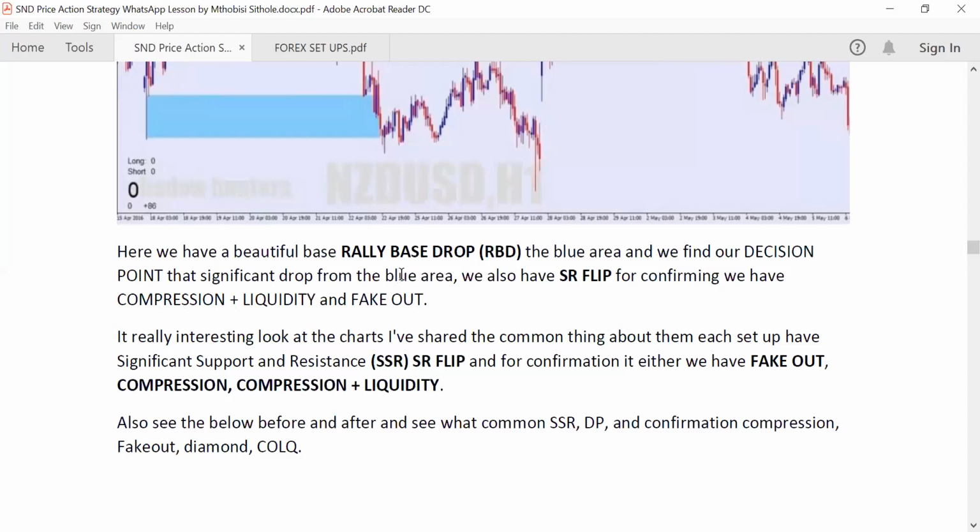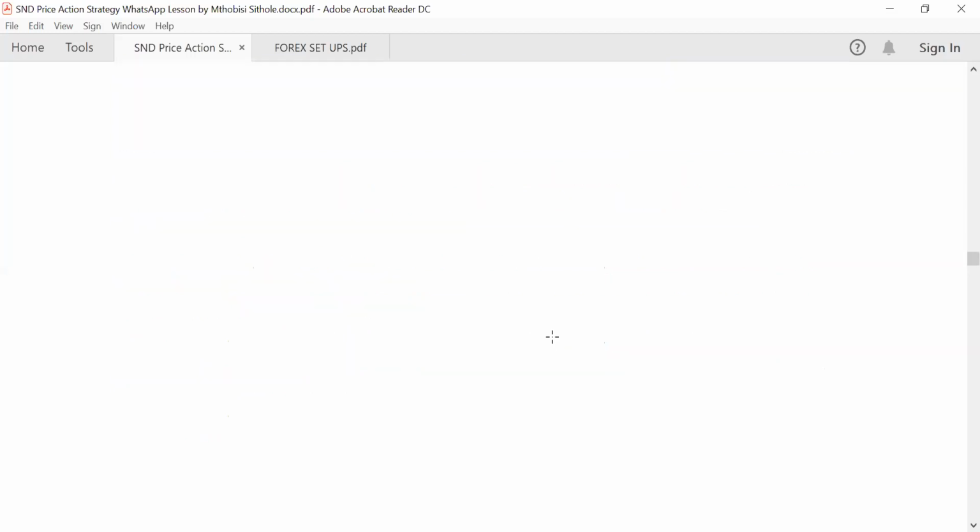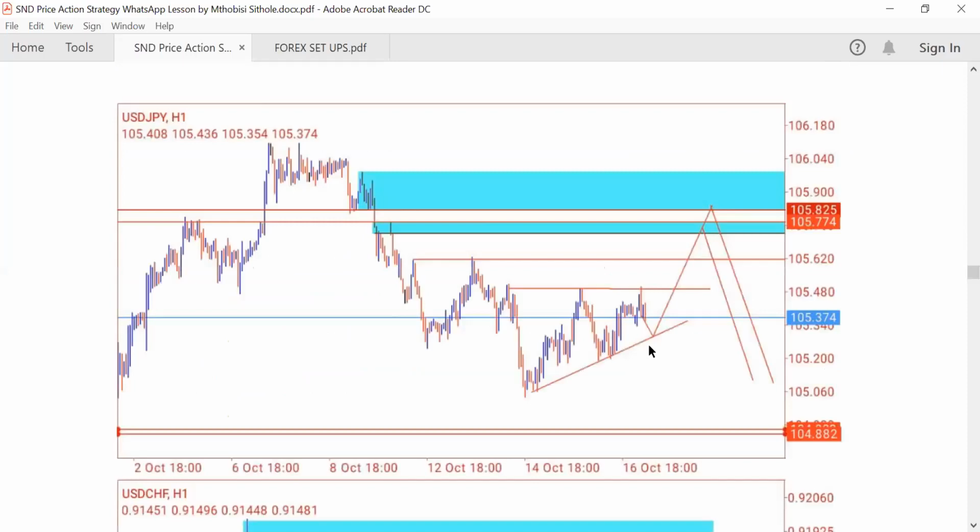Decision points where you use that line to place your sell limits or your buy limits, and you also have SR flip confirming that we have compression plus liquidity. So this sets up obviously as a very good one for entries. These are some of his trades. As you can see, this resistance level formed and the price started moving in compression, and then obviously there was that drop.